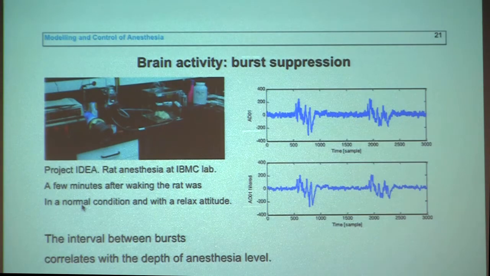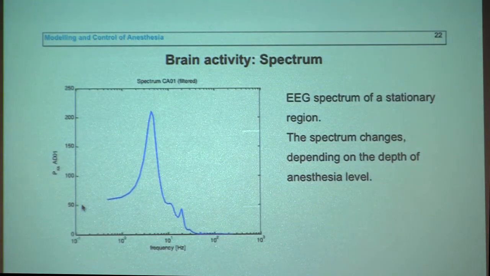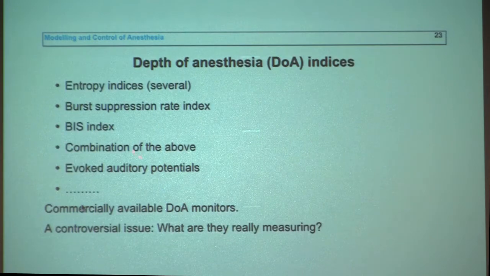Okay, so you can use this information together with the spectrum. You segment the signals, compute the spectrum, and then compute measures from the spectrum. The spectrum changes a little bit. In particular, the entropy, and there are several indices of depth of anesthesia based on the entropy, the burst suppression rate index, which is a measure of how long you are without or with a very reduced brain activity, and so on.